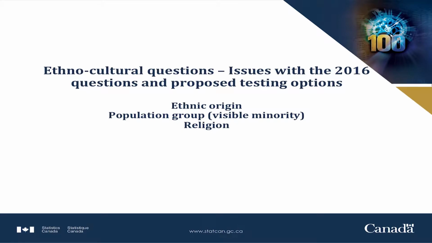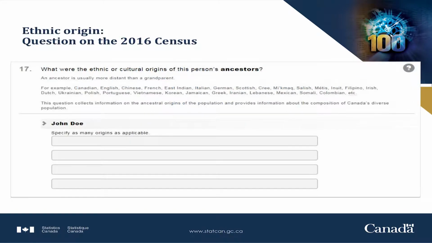What's going on with the ethno-cultural questions is, and we'll talk about the ethnic origin, population group, visible minority, and religion. Well, first off, we've got ethnic origin here, and this is a question that's a bit of a mouthful. So what were the ethno-cultural origins of this person's ancestors? And then we define what an ancestor is, and we give 28 examples. And then we helpfully outline why we collect the information.